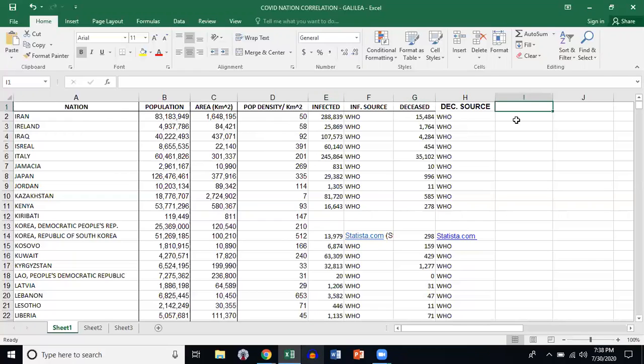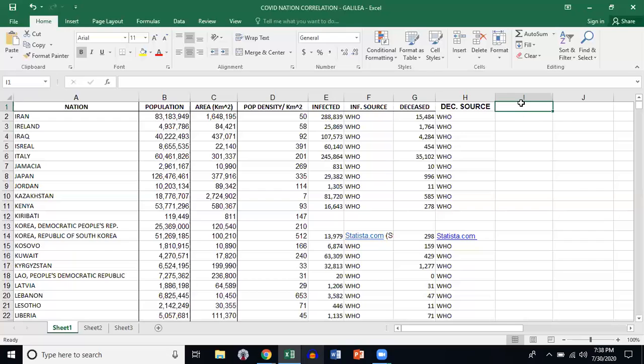I'm going to generate new columns here, columns I and J. Column I is going to be the percentage of infected people in that country, and column J is going to be the percentage of the dead people, of the deceased people, for each country. All right. So let's first write the titles of those columns so that it's informative and we know what is going on inside the column.